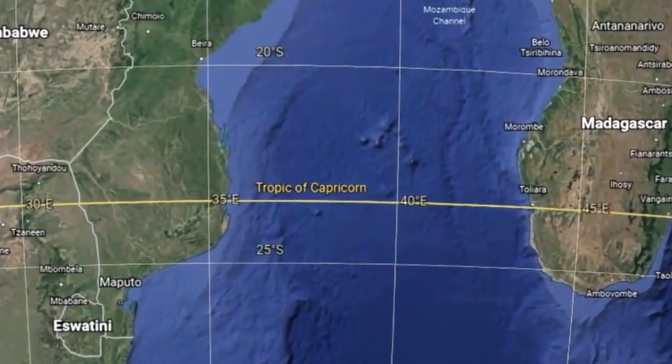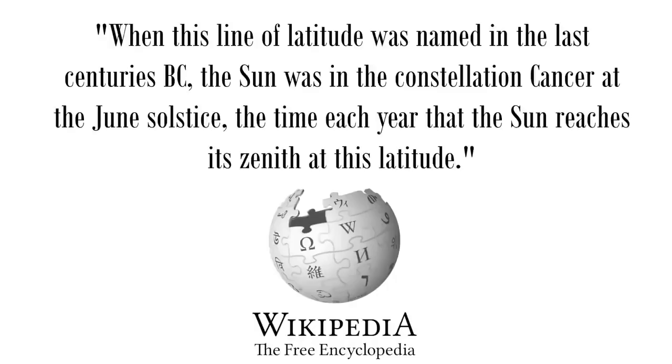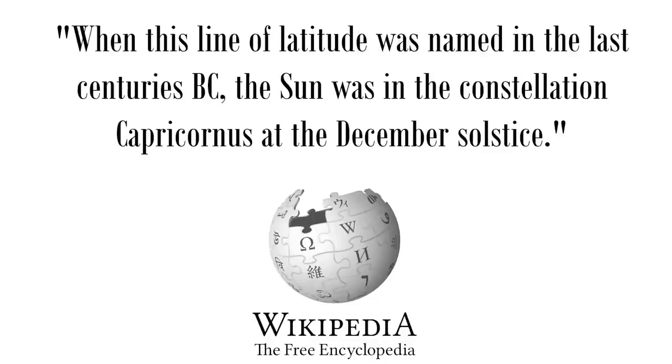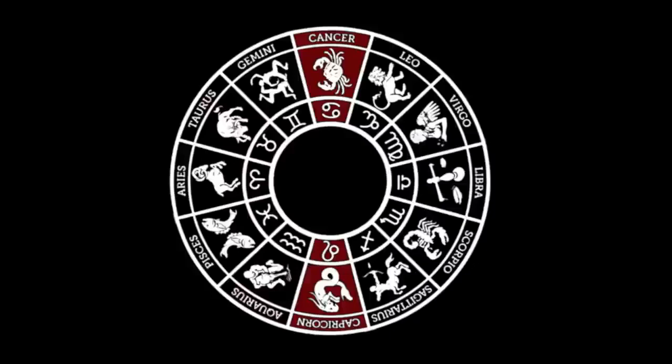But why? As Wikipedia states, when this line of latitude was named in the last centuries BC, the sun was in the constellation Cancer at the June solstice, the time each year that the sun reaches its zenith at this latitude. Similarly, when the Tropic of Capricorn was named, the sun was in the constellation of Capricorn at the December solstice. And the wheel of the zodiac makes this very easy to understand.